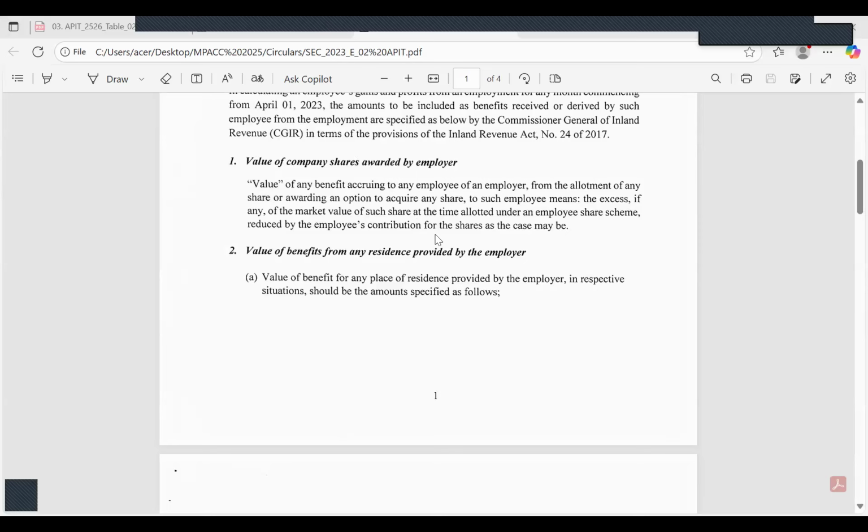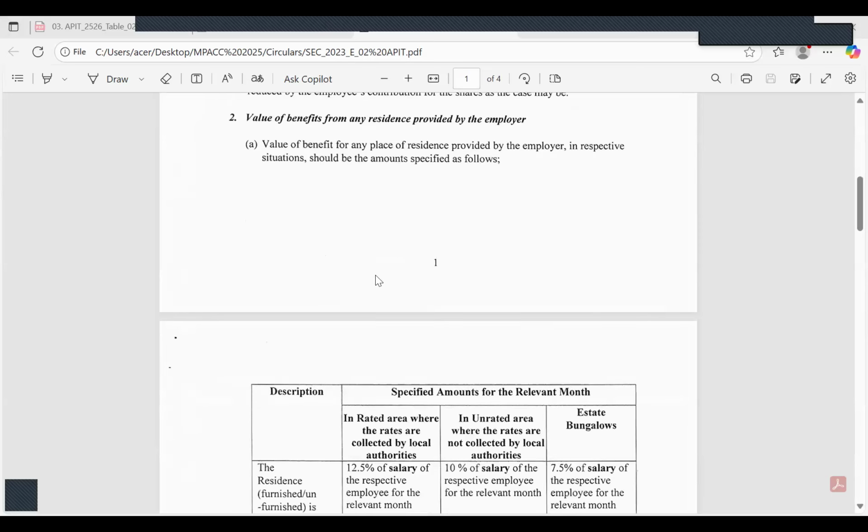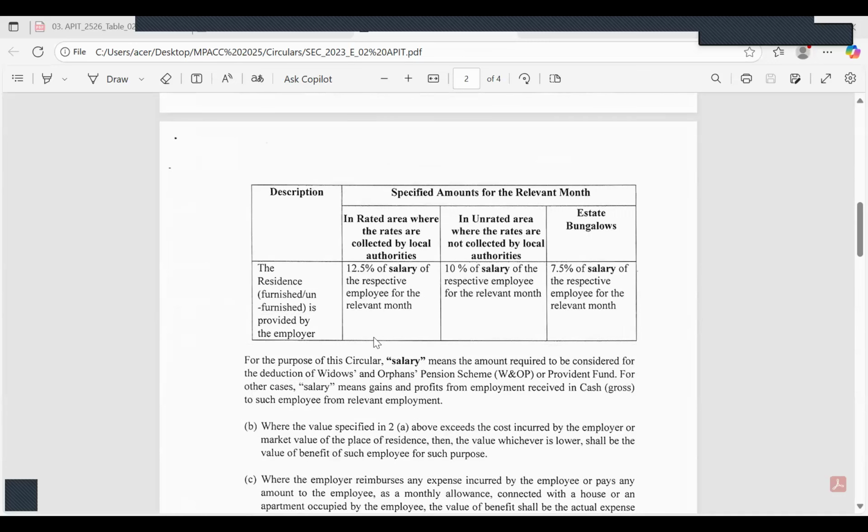Then value of benefits from any residence. So first one is for the shares. The second one is for the residence. Residence means sometimes our employer give us residence. So that kind of residence also is not a cash benefit, but it can be just a residence. So at that time you have to consider the amount based on this circular. So this is how we have to determine the value for the residence.